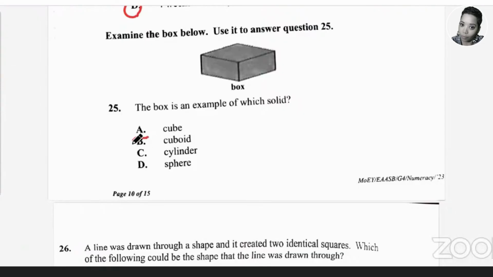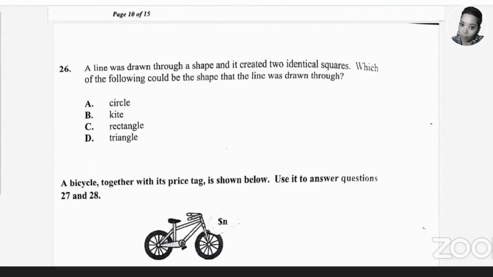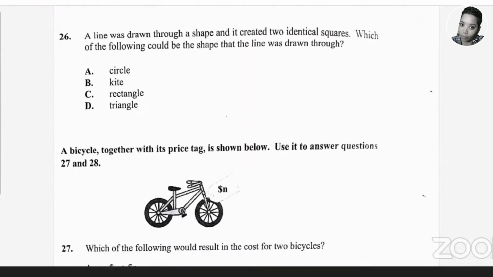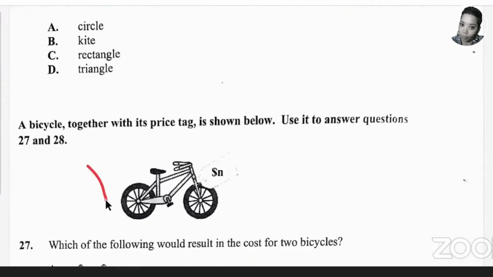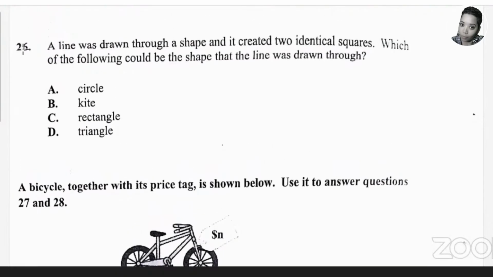Cube would be all the sides have the same length, all equal sides. This was a rectangle, so it's a cuboid. Question 26. All right, so almost at the end of the paper, guys. So this one wasn't too long for you, but I hope you would do well on your exam using this as a guide. All right, so question 26.